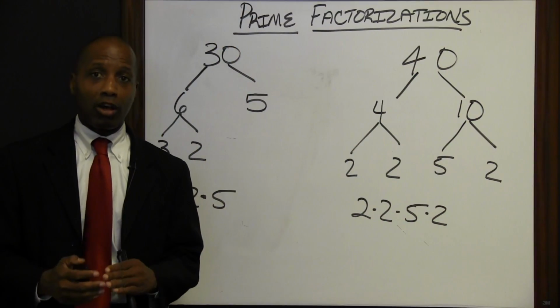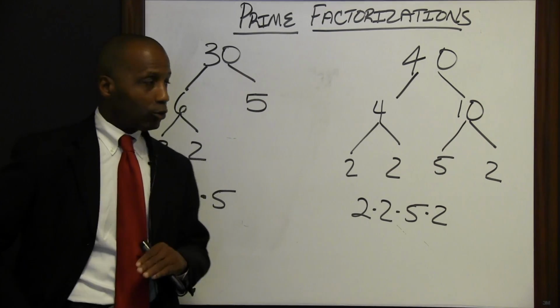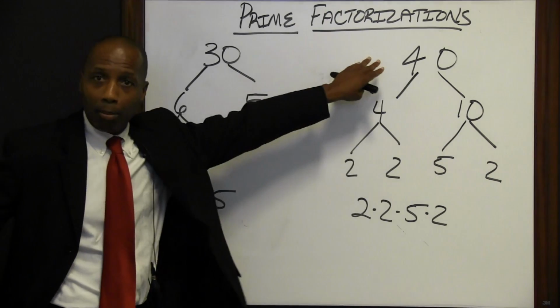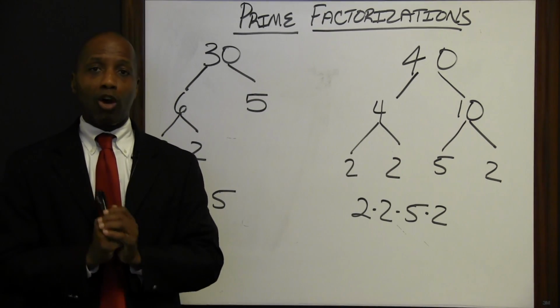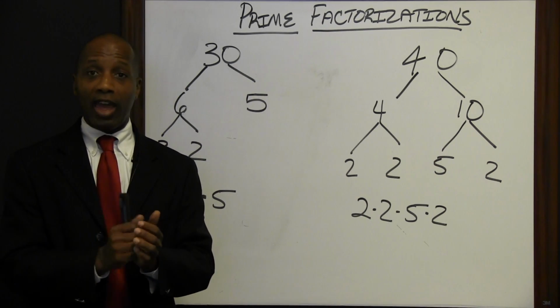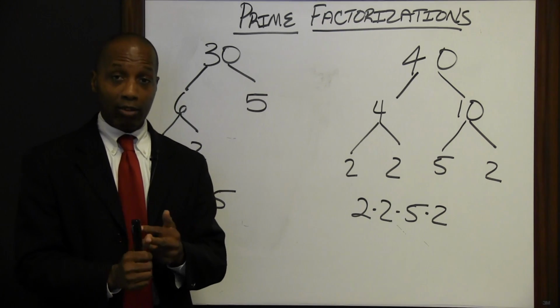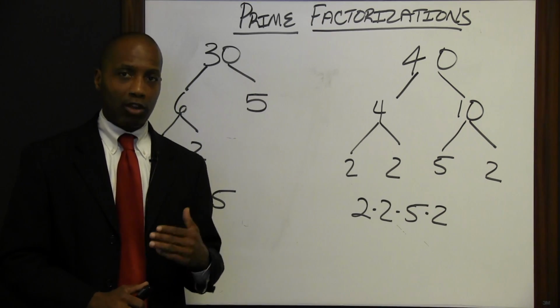Prime factorization of a number is a number written as a multiple of prime numbers. Again, a prime number is a number that's only divisible by 1 and itself, meaning it only has factors of 1 and itself. Let's look at some examples of prime factorization.